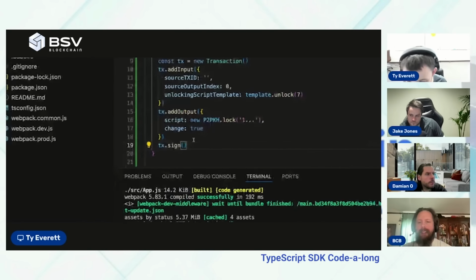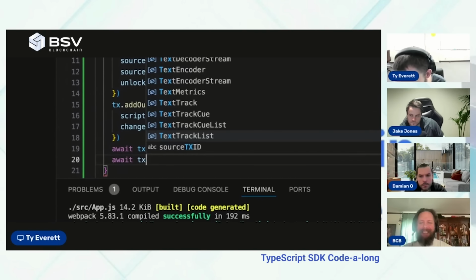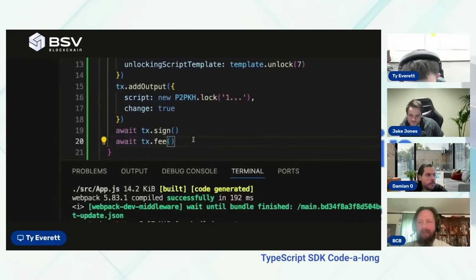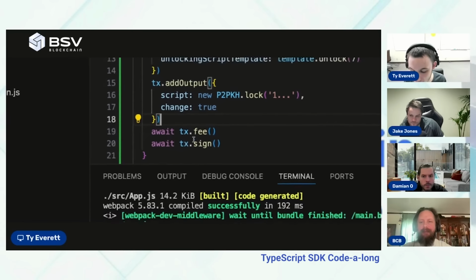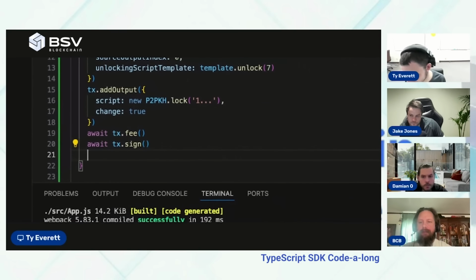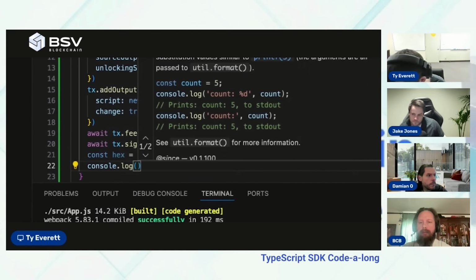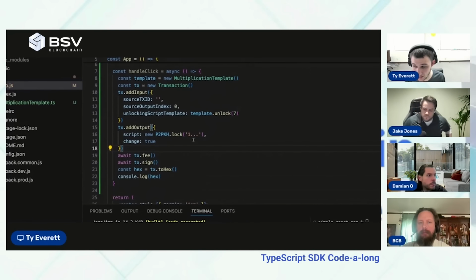You'd sign it. Degan's favorite part. Don't do the math. Let it do it for you. Yeah. And then you can fee. First you compute your change. Wait. First you compute the fee, then you sign. And then you could console.log your hex. So that's like the consuming of a template, right?